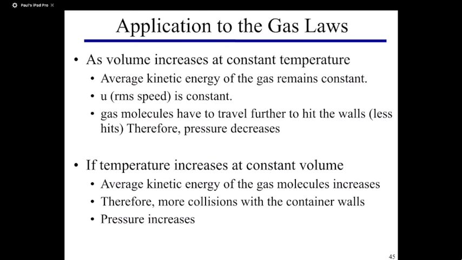As the volume increases at a constant temperature, the average kinetic energy of the gas remains constant. That means the speeds remain constant. If I increase that volume, then the molecules must travel further to hit the walls, and therefore they hit them less often, and pressure is lower. If the temperature is increased at a constant volume, they speed up, they travel faster in the same space, they collide more often, and the pressure increases.